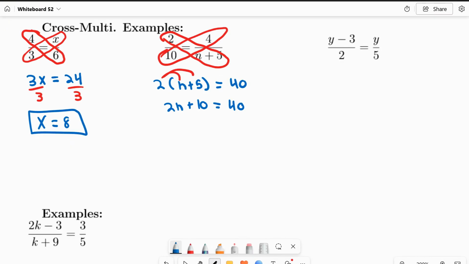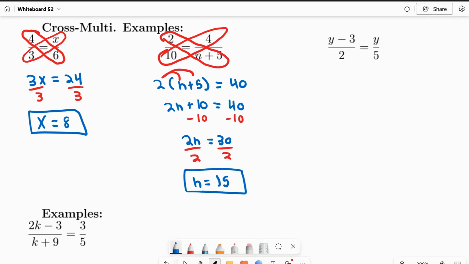From here, you're just going to solve like any other equation. Start by moving my constant to the other side. So I'm going to subtract 10 from both sides. That gives me 2n equals 40 minus 10, which is 30. Now I'm going to divide my coefficient. So divide both sides by 2. And that's going to give me n equals +15.